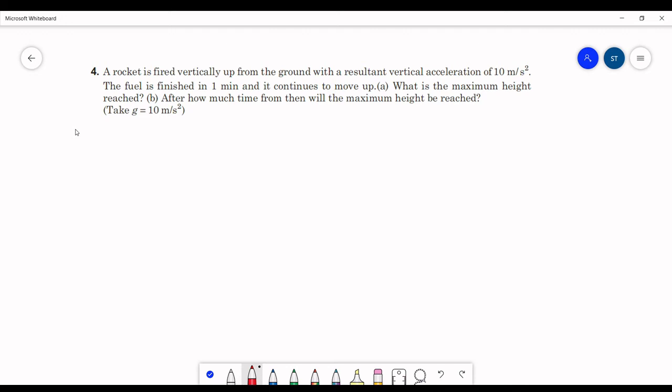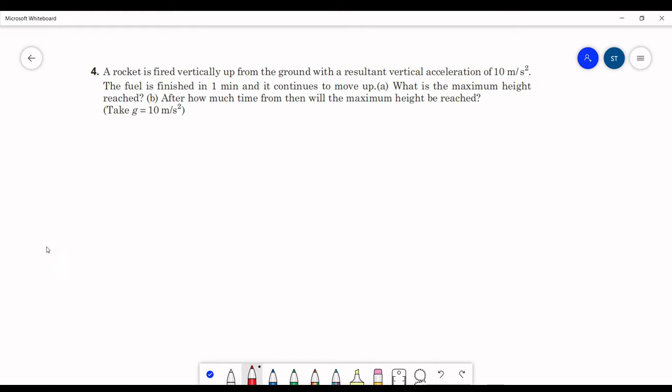So the question given is, a rocket is fired vertically up from the ground with a resultant vertical acceleration of 10 meters per second square. The fuel is finished in 1 minute and it continues to move up. The first question we have to find is, what is the maximum height reached, and the second one is, after how much time from then will the maximum height be reached.